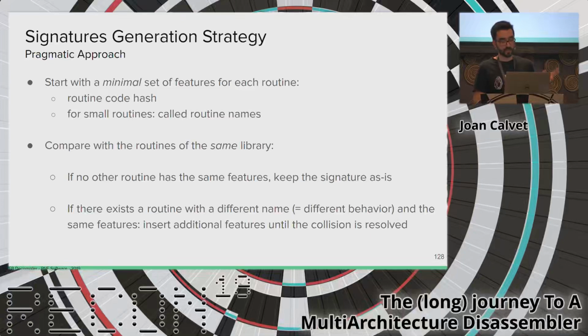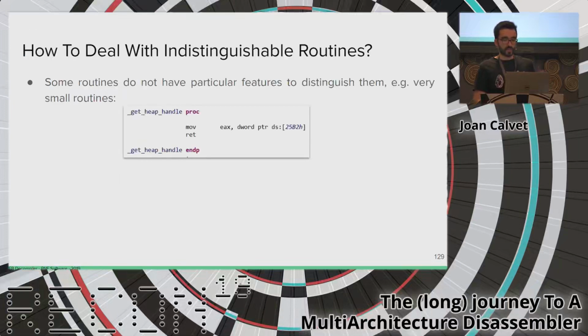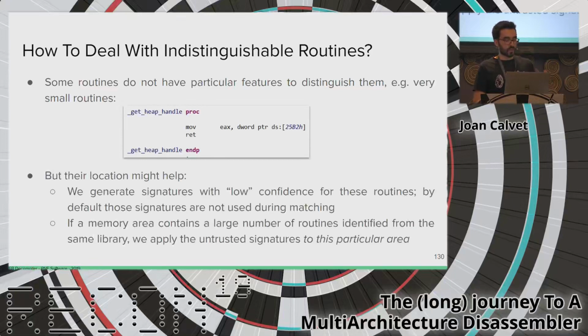There are two strong approximations behind this approach. First, the set of routines from the same library is considered enough to see if a signature uniquely identifies a routine. And then, we consider the routine name to represent the behavior. That is, different names indicate possibly different behaviors, which is not always true. As a final note, there are some routines that do not have particular features to distinguish them, for example, very small routines like this one. So for them, we have another hint we can use: their location.